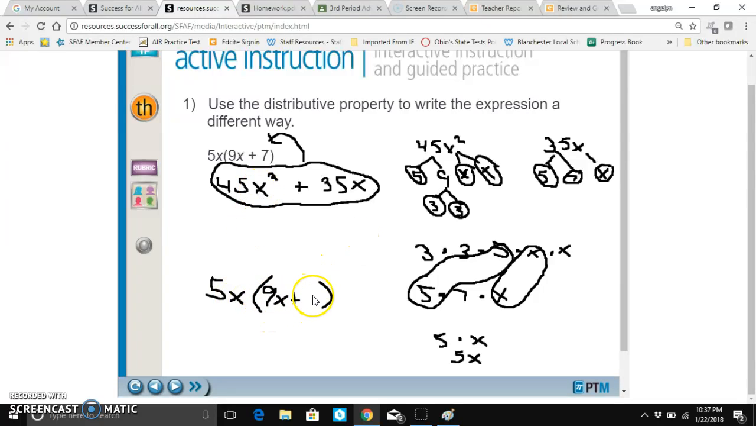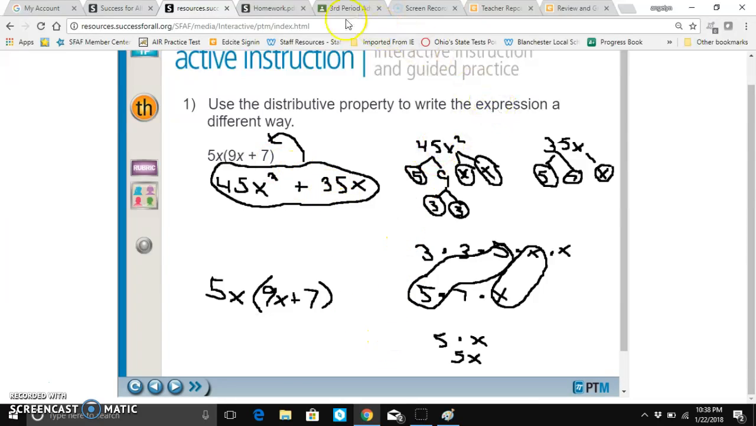To get the second term, you have to figure out how many 5x's go into 35x. Well, 5 goes into 35 7 times. And then if I multiply 5x times 7, that equals 35x. And that's how you go back to the original problem.